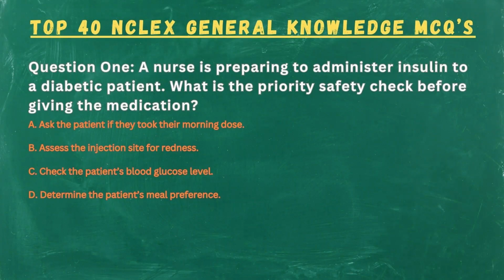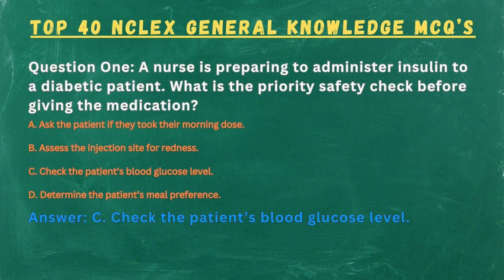Question 1. A nurse is preparing to administer insulin to a diabetic patient. What is the priority safety check before giving the medication? A. Ask the patient if they took their morning dose. B. Assess the injection site for redness. C. Check the patient's blood glucose level. D. Determine the patient's meal preference. Answer. C. Check the patient's blood glucose level.